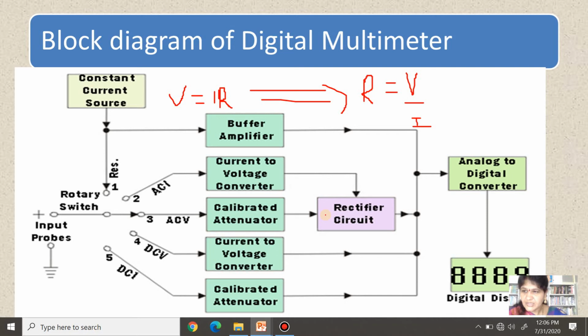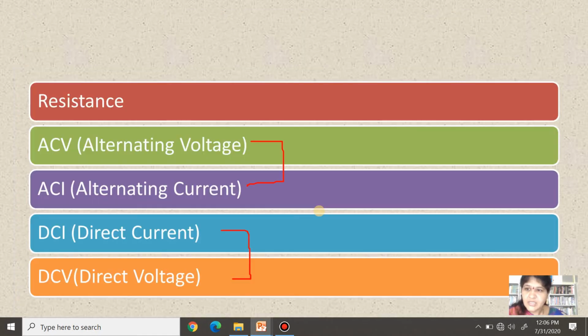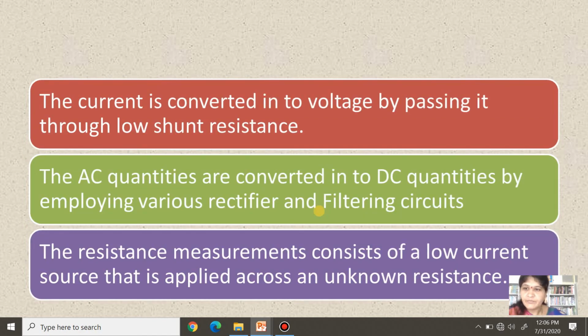Now let's see what the various applications of the digital multimeters are. As I said, this multimeter is used for the measurement of AC and DC currents, AC and DC voltages, and resistance. Let us see how the voltages, currents and resistance are measured with it. First we will see the measurement of the voltage.